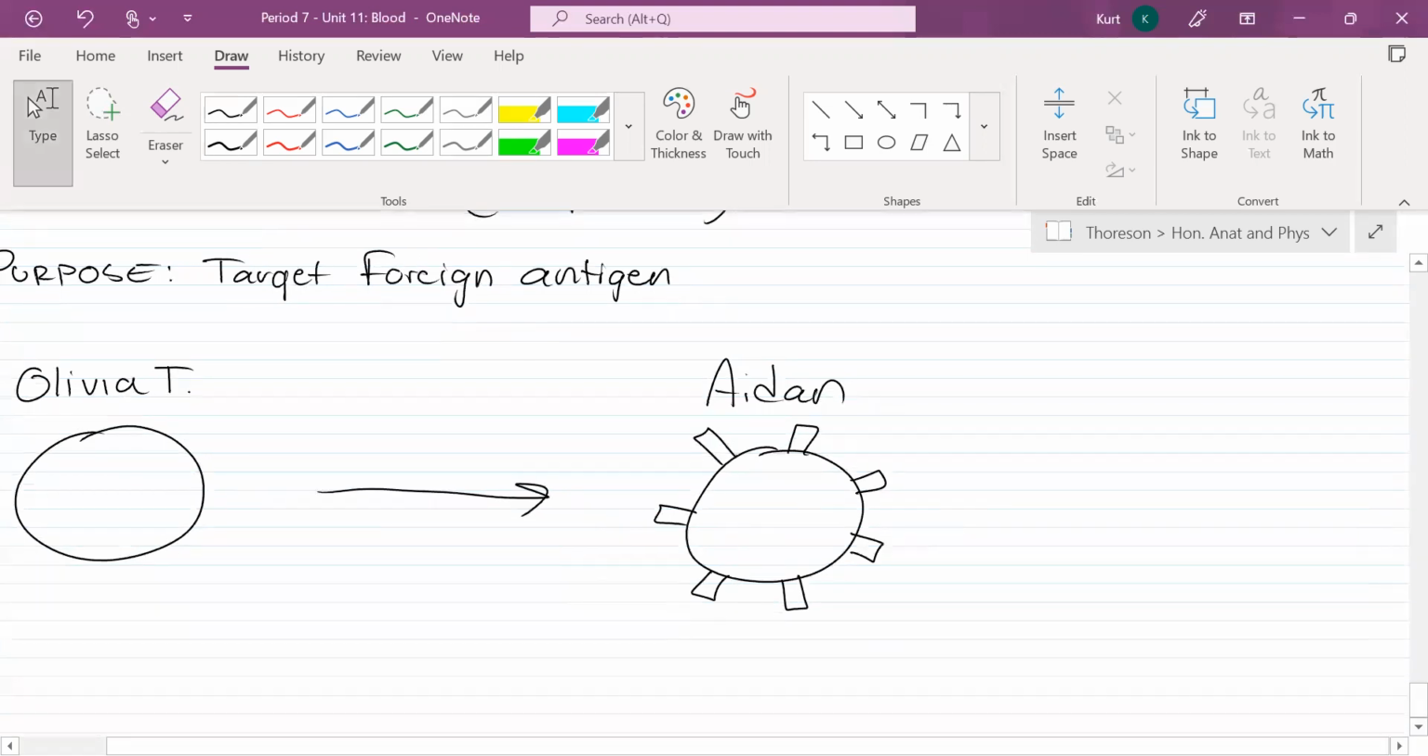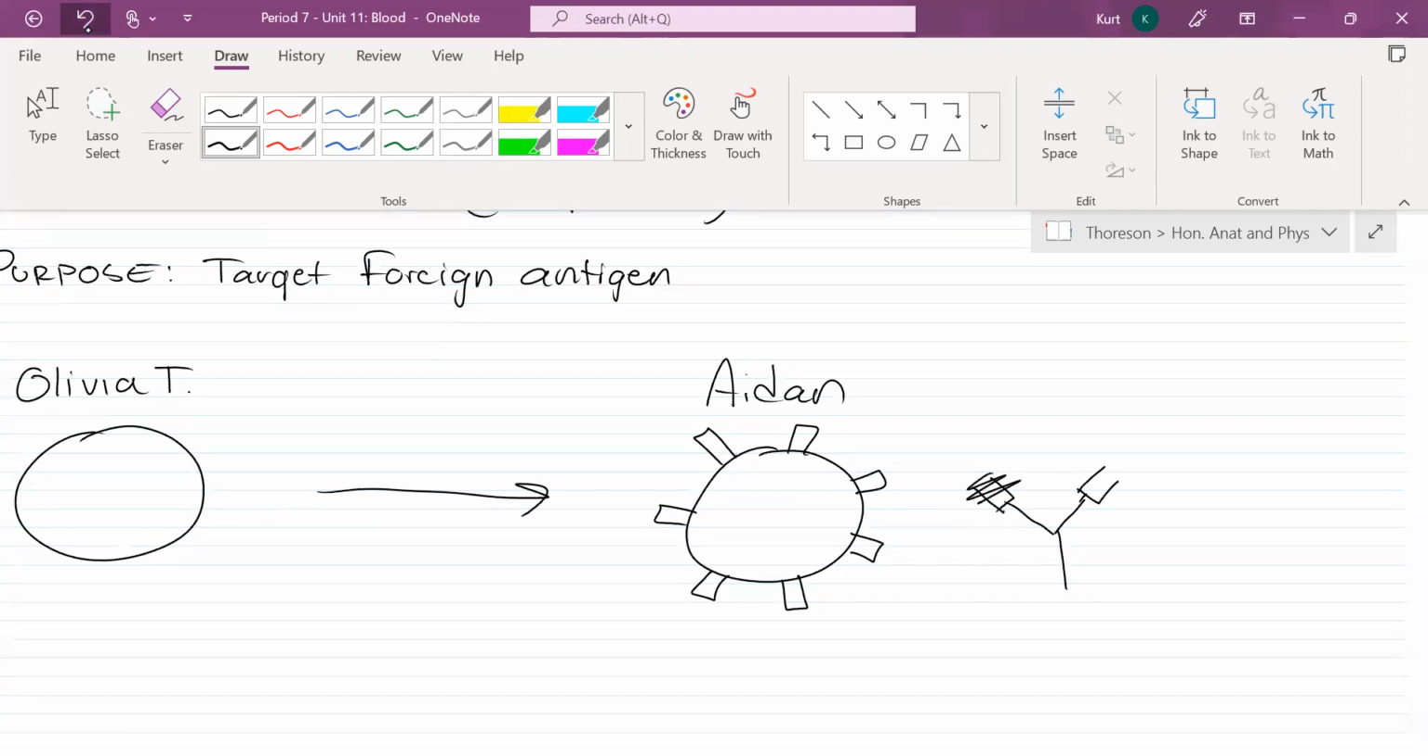That means that you tell me, would Aiden have antibodies for his own antigens? Remember that antibodies attack foreign tissue. So would he have antibodies that look like this? Pay attention. This little part right here is like the binding site. Why is this not working?